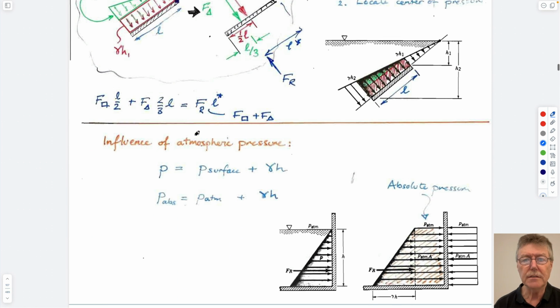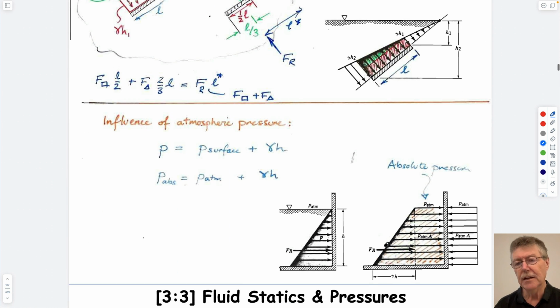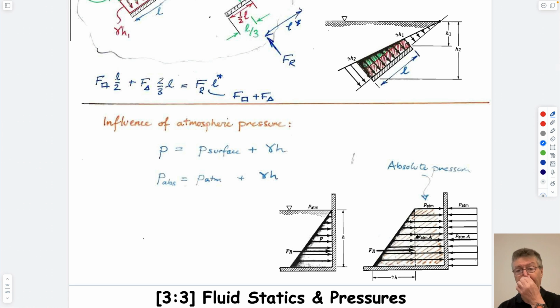The other interesting way to think about it is that we often work in terms of atmospheric, absolute and gauge forces. And so we've worked in gauge forces, so we're taking atmospheric as zero. So at this point here, the pressure is zero, and it gets progressively larger as you go with depth. This, of course, isn't zero. This is 100 kilonewtons, 101 kilonewtons per meter squared.